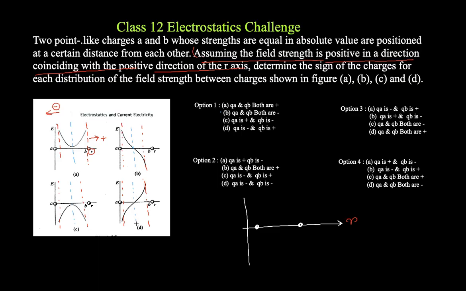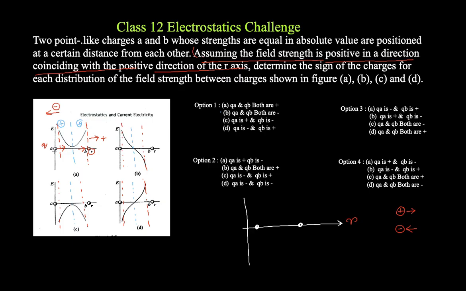Now you see one thing: the electric field is positive over here because it is on the positive y-axis, and here the electric field is also positive. So you consider only the in-between portion of the graph. For both, the electric field is going like this because both are positive. You know that for a positive charge, electric field lines go away from the charge, and for a negative charge, electric field lines go towards the charge.